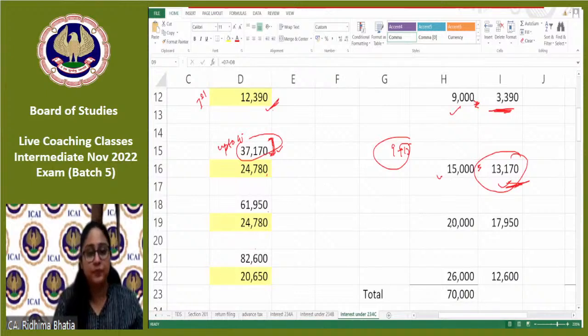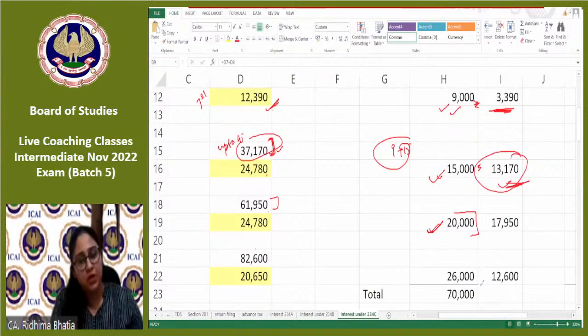Then for the December installment, what would be the shortfall? 61,950 minus 9,000 minus 15,000 minus 20,000, which is 17,950. And 82,600 का shortfall क्या है? This minus total actually deposited till 15th March. So 12,600. Now interest has to be calculated. First you have to calculate the shortfall. I hope shortfall is clear.